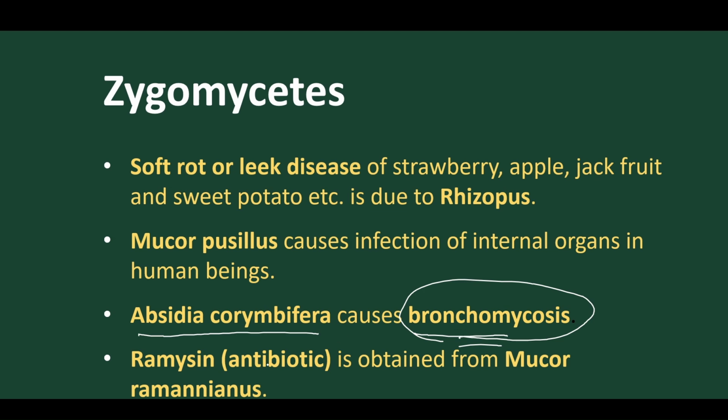And Ramycin is the best Zygomycetes product that is an antibiotic. It is used in medicine. It is obtained from Mucor rammannianus. So normally Rhamycin antibiotic is obtained from Mucor. From it we get this antibiotic. It is a helpful process we use for medical purposes. So we have completed the detailed structure of Zygomycetes, its importance and its general character and also the disease.